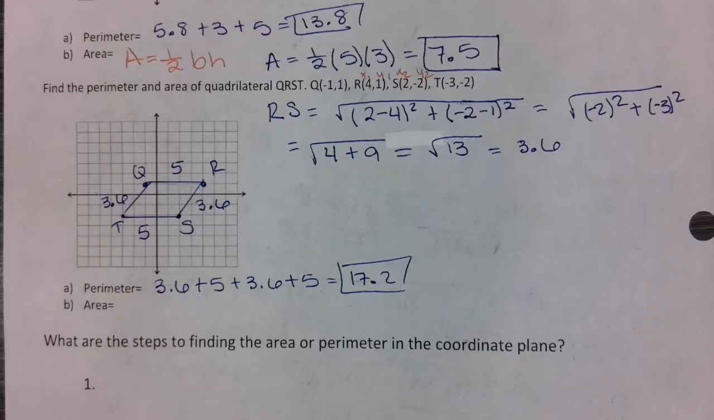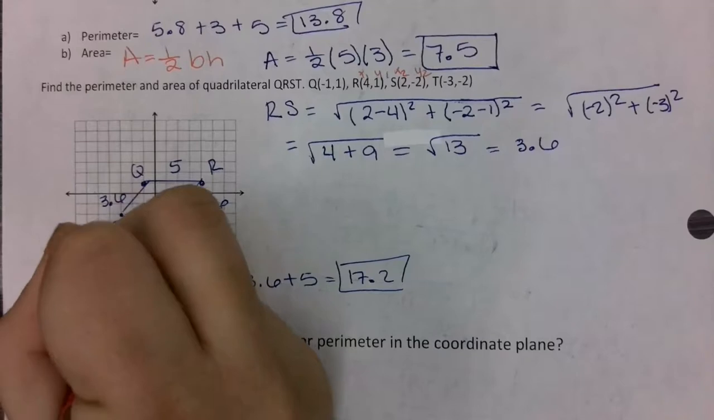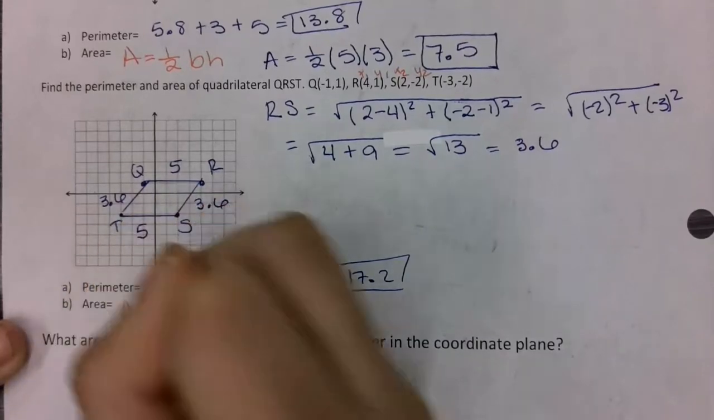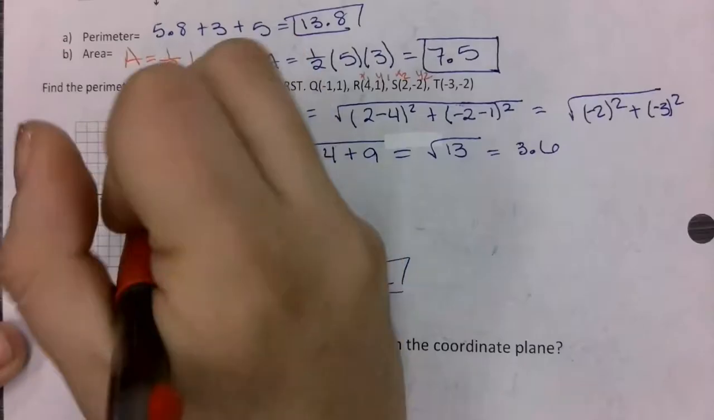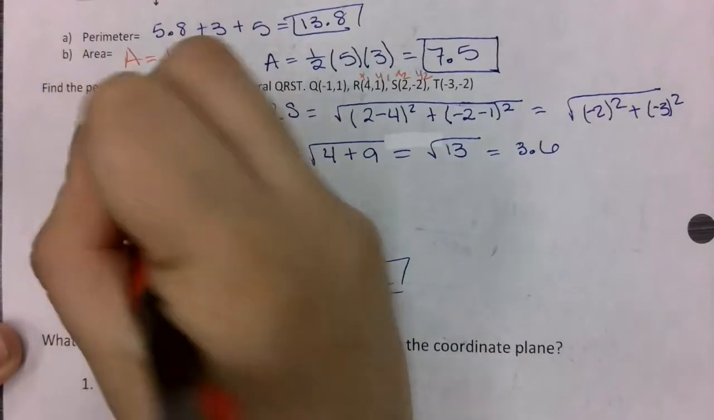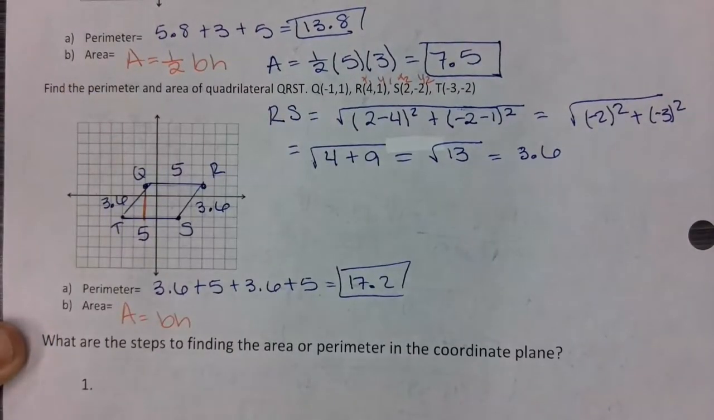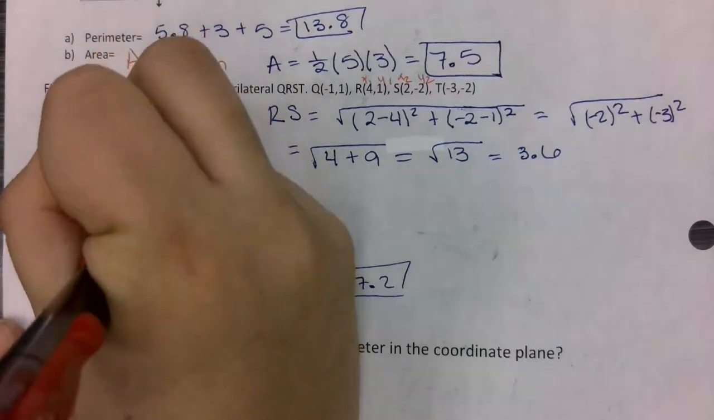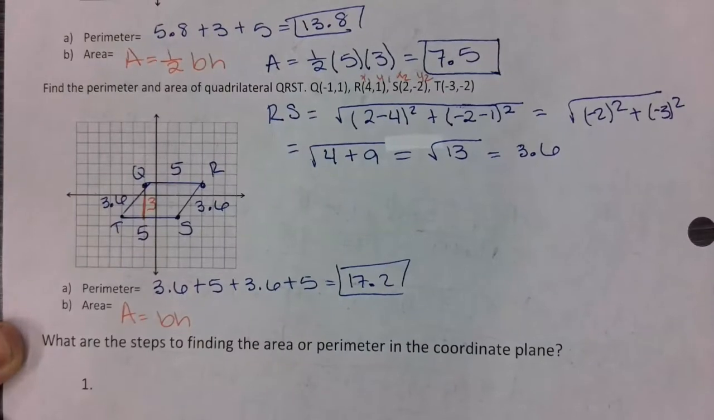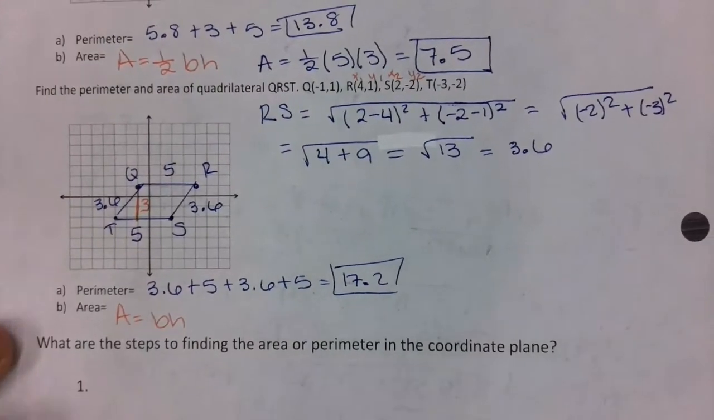Does anyone know the area formula for a parallelogram? Area for a parallelogram is base times height. So what I need to do on this one is find my height. No, that's a slanty line. The red line I just drew is the distance between the two parallel lines.